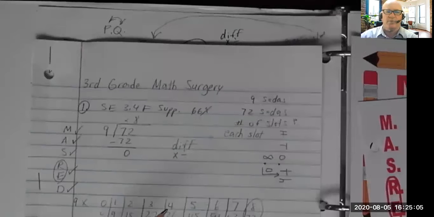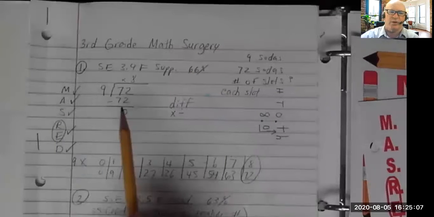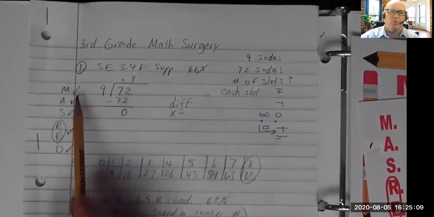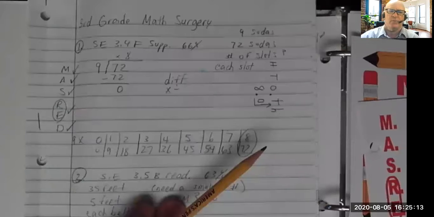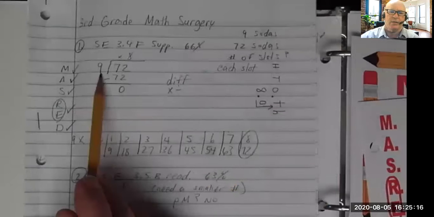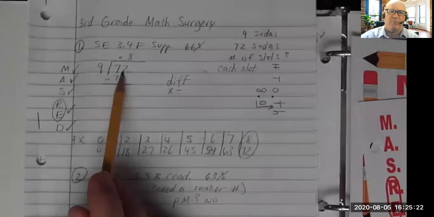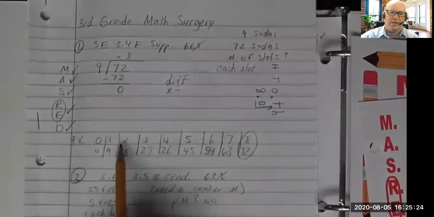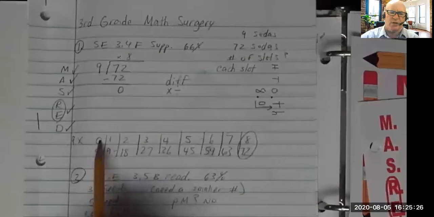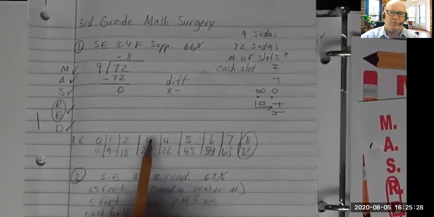Here we go. This is question number 1. We have the Ma's Red. Step 1, what are we going to multiply? Well, 9 is the divisor, 72 is the dividend, and we're going to multiply one at a time. What we multiply goes on top, and the answer goes on the bottom.